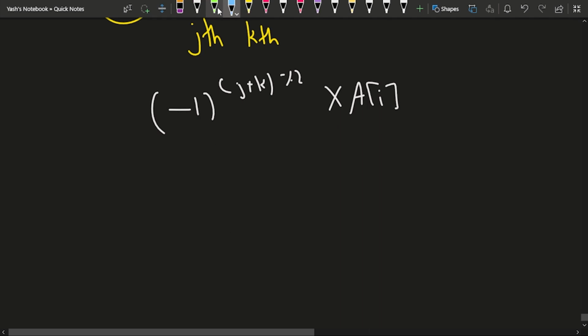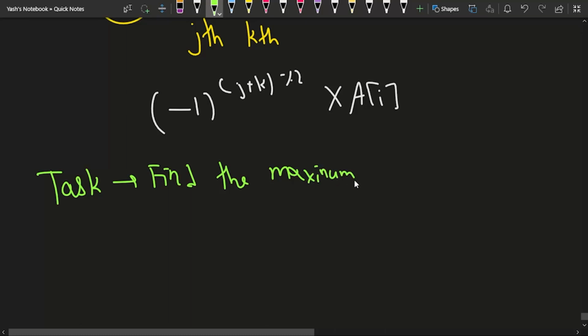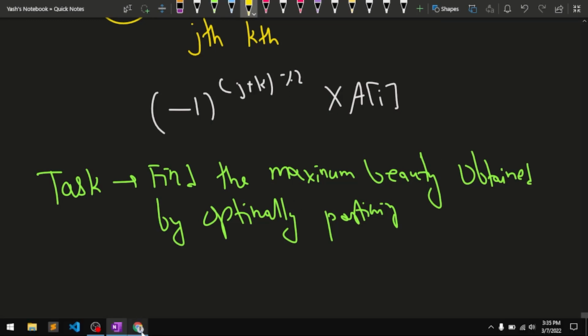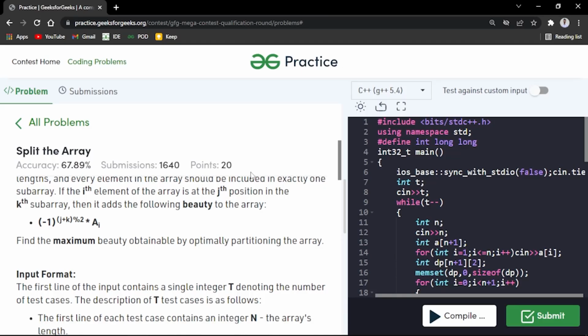So what is your task? The task that you have to do in this particular question is that for every given array A, which is of length n, you have to find the maximum beauty obtained by optimally partitioning, right? So you have to partition this given array optimally in such a way that you obtain the maximum beauty after doing the partitions, right? So that is what you have to do.